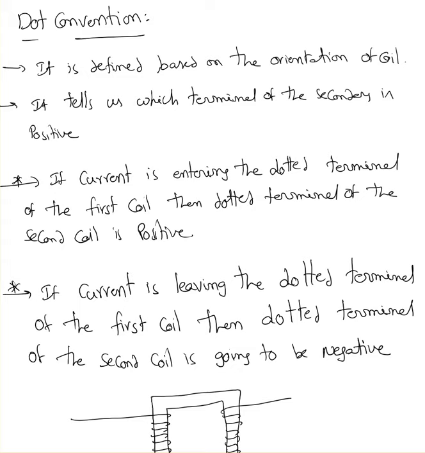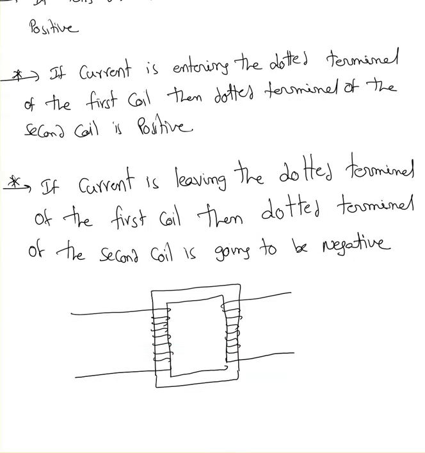In this video, I'm going to talk about dot convention. What is dot convention? The dot convention tells us the orientation of the coil in a transformer. Say, for example, we made the transformer in the lab last week.